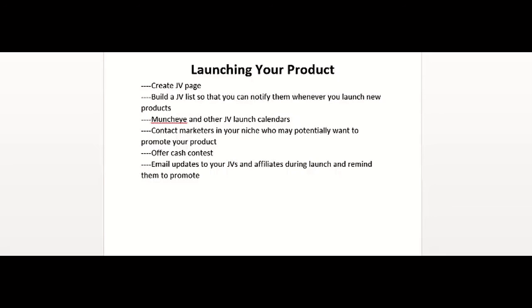On your JV page, you also want to have an opt-in form, because you want to build a list of JVs and affiliates so that in the future, when you have other product launches, you can easily notify them. They don't have to go out looking for you. You could just notify them of your upcoming product launch. You also want to contact other marketers in your niche who may potentially want to promote your product.